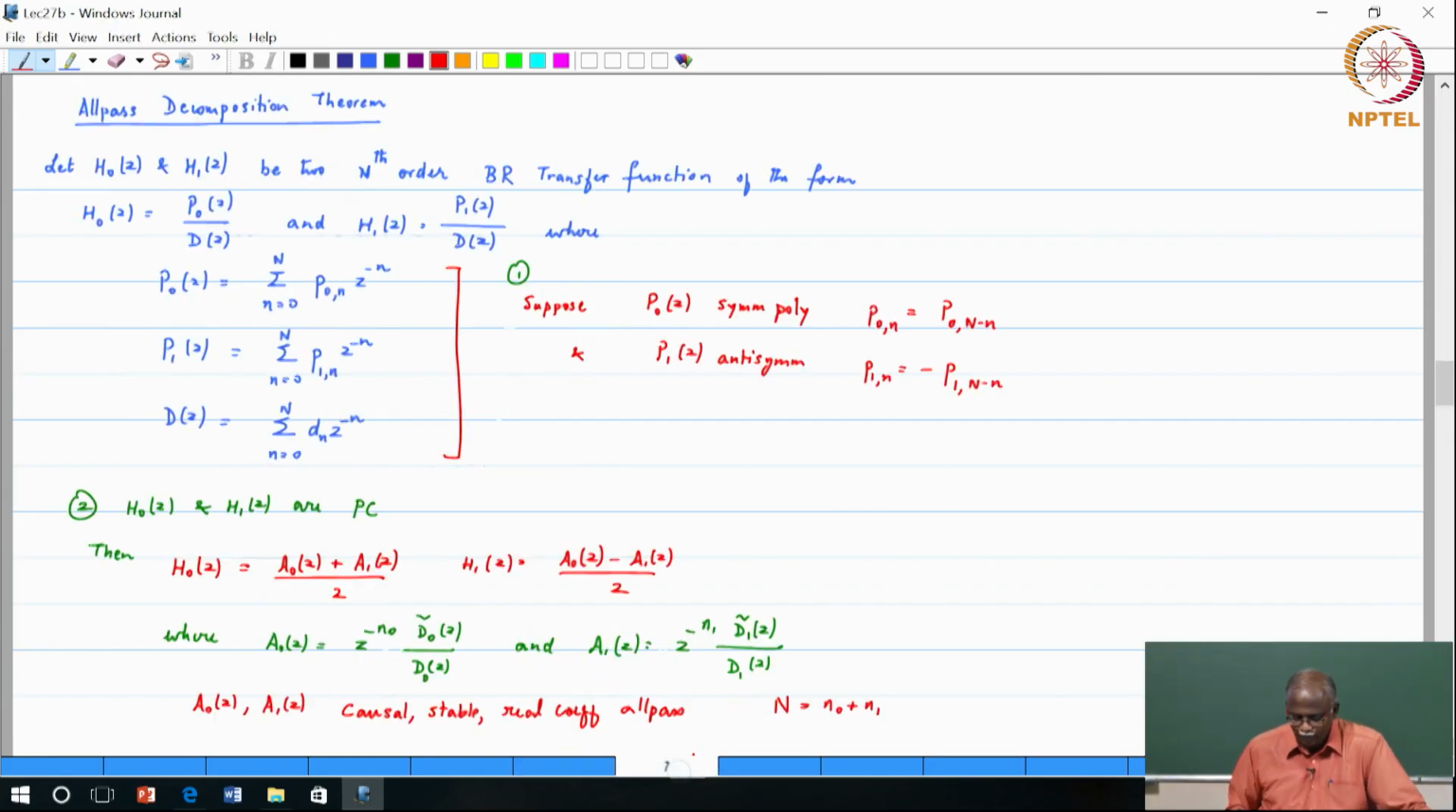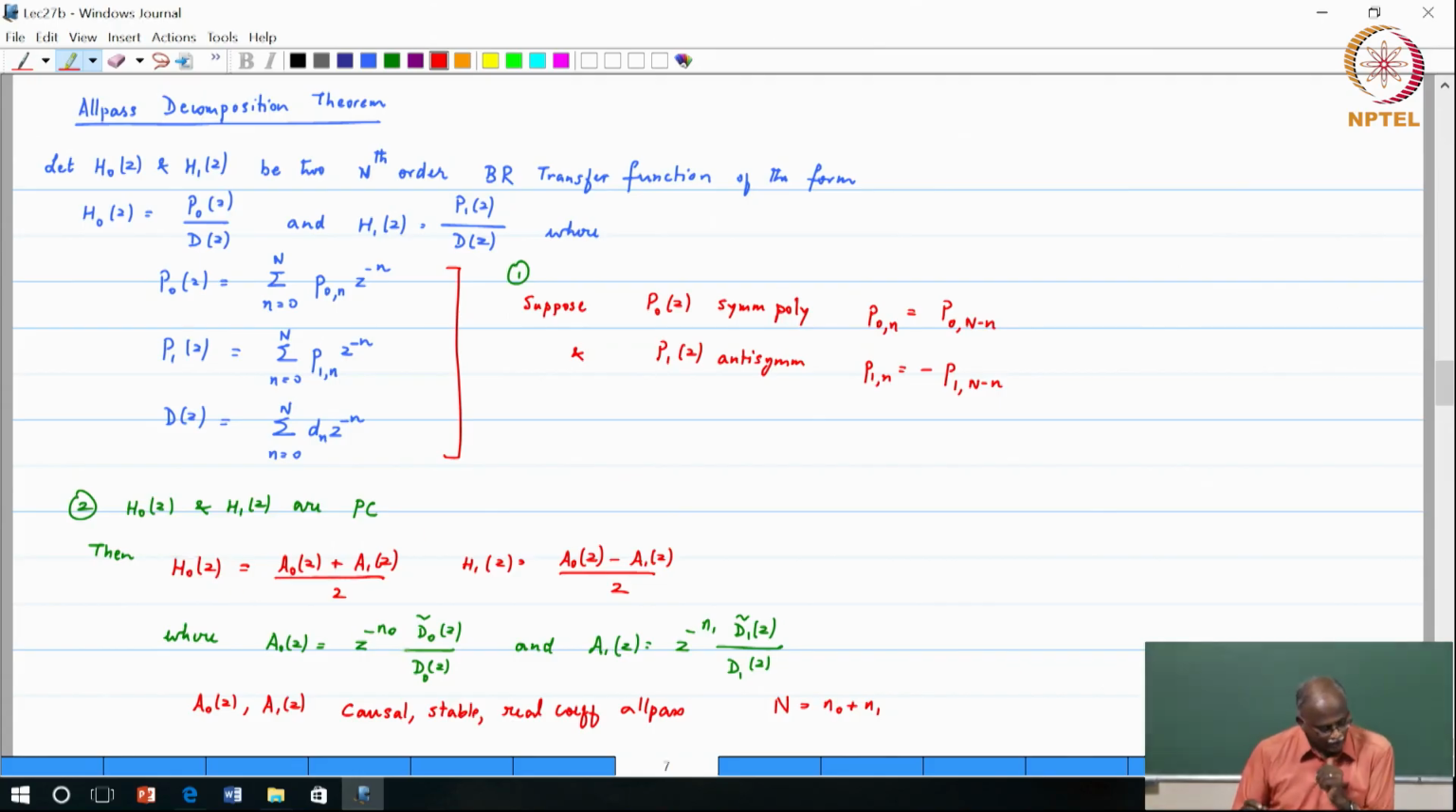Okay. Now all pass decomposition theorem, again we will not go through the details. Two nth order bounded real transfer functions of the form P0(z) by D(z), P1(z) by D(z). P0 has got even symmetry, the coefficients have got even symmetry, P1(z) has got anti-symmetry. So therefore you have this relationship. We showed that if H0 and H1 are power complementary, then we can factorize them into this form.